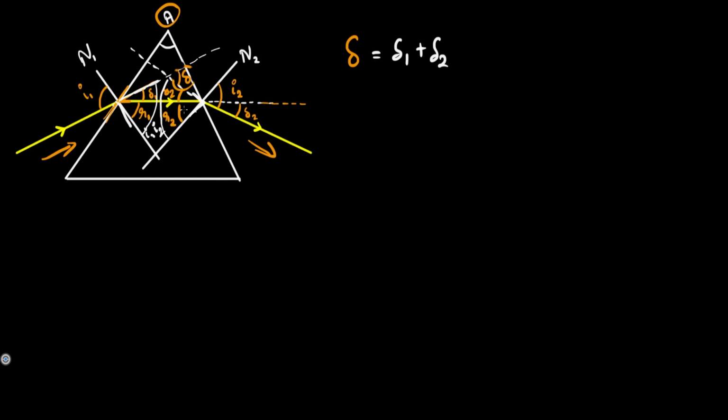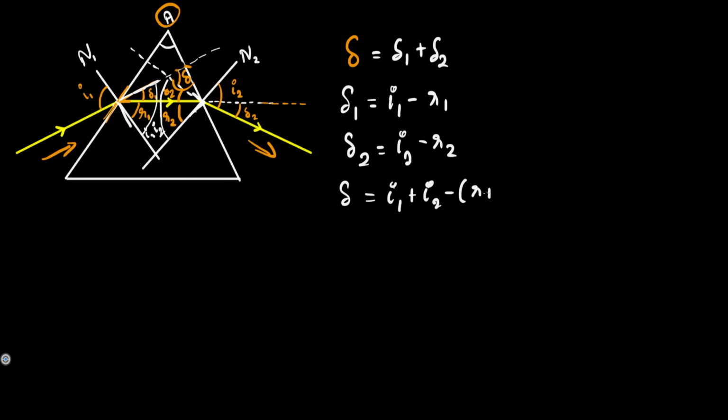These two angles are vertically opposite, so I1 is equal to delta 1 plus R1. Now we need to find what delta 1 is. So basically delta 1 is equal to I1 minus R1, right? Now delta 2 is equal to I2 minus R2. Now let's substitute. So basically this is the entire formula. This is what you get.